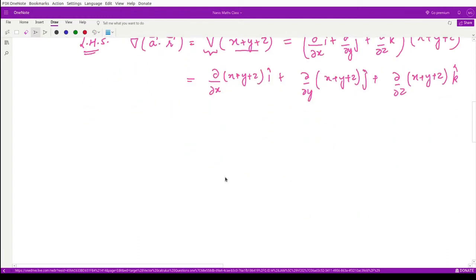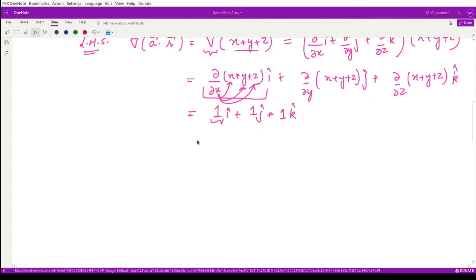So when you take the partial derivatives, the partial derivative with respect to x would be 1. So you have 1 i cap plus here it would be 1 j cap, and here it would be 1 k cap. Why? Because if you solve this quantity, you are taking the partial derivative with respect to x, so y and z would be treated as constant. So its derivative would be 1, plus the derivative of y would be 0, plus the derivative of z would be 0. So we only have 1. Similarly for the other terms.